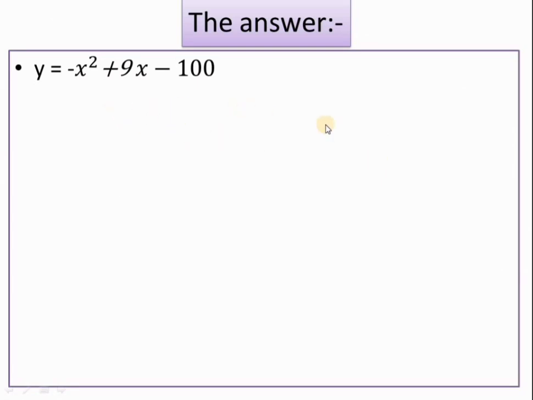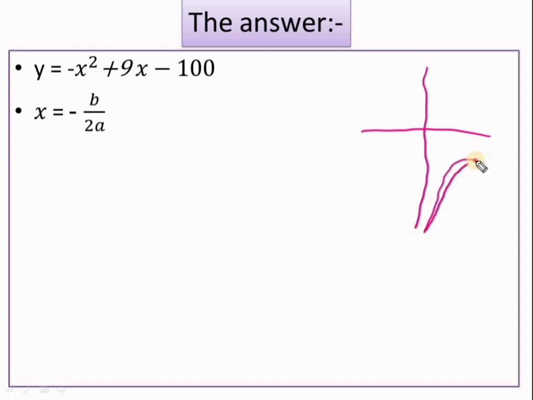This is the equation. So if you want to draw this equation, you will get a parabola. The parabola will be downward, not upward.